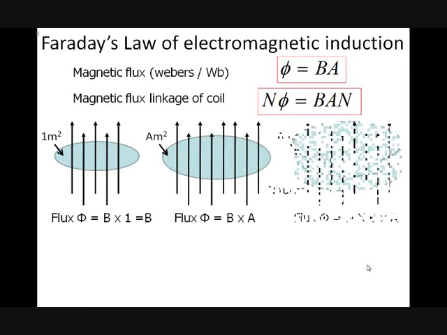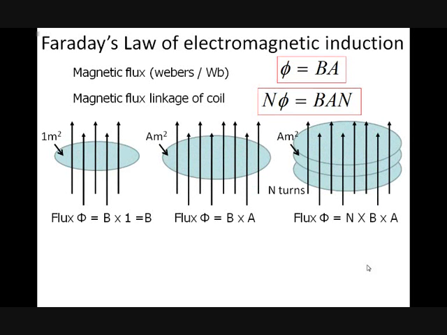Okay, let's just look at some pictures to put some ideas on this. If you've got this area, this is a circular coil, and it's got an area of 1 meter squared, say, and we've got a flux density of B, then the flux phi is equal to B times 1.